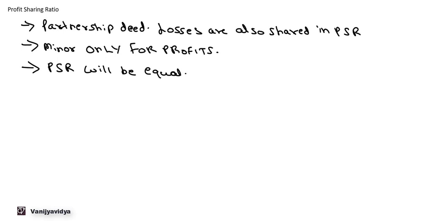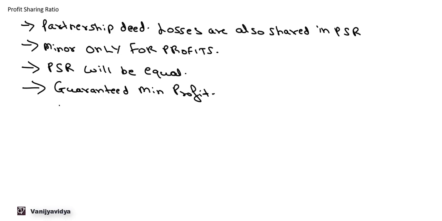Then, guaranteed minimum profit. Now, it may so happen that one of the partners or two of the partners, or it can be many partners, in the partnership firm is guaranteed a minimum profit. So if there is a guarantee of the minimum profit, then if the share of the profit of the partner is less, that deficiency needs to be borne by the other partners.